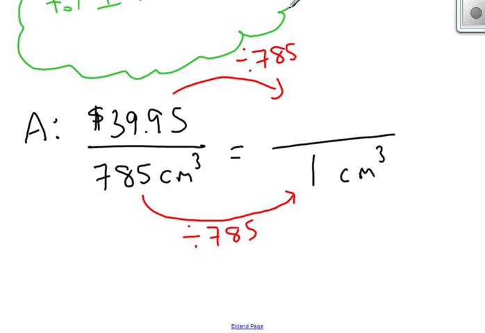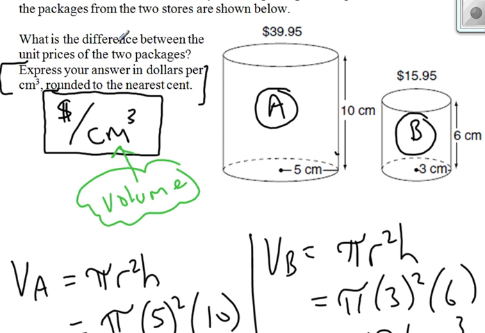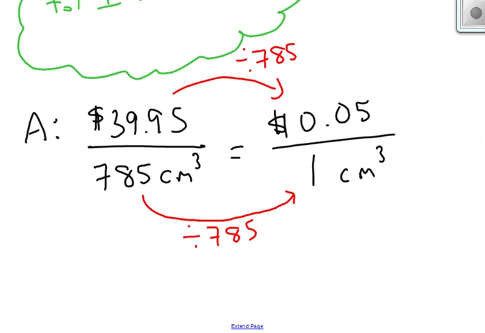And yes, you're going to get a weird decimal. That's fine. So I get this, $0.05, and I'm just going to leave it there. That means if I could somehow walk to the store and say, my good man or woman, I would like 1 cubic centimeter of this coffee, and if they were willing to sell me a cubic centimeter of coffee at the same price, then I should pay 5 cents.